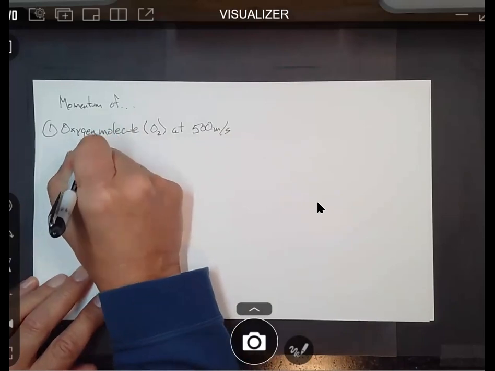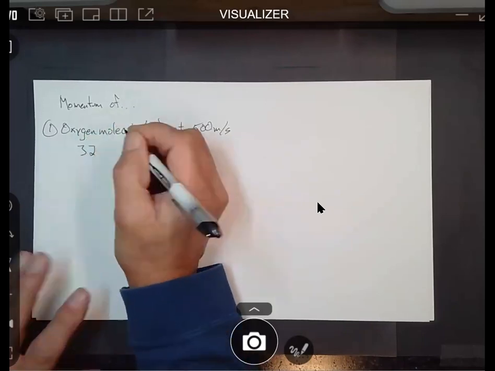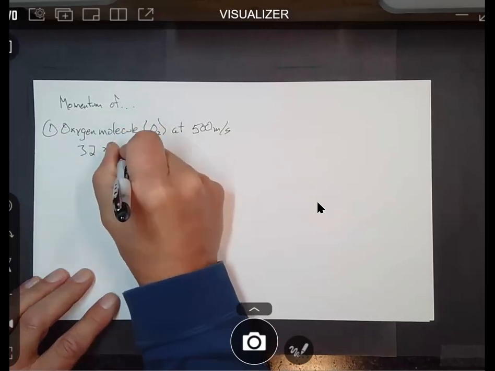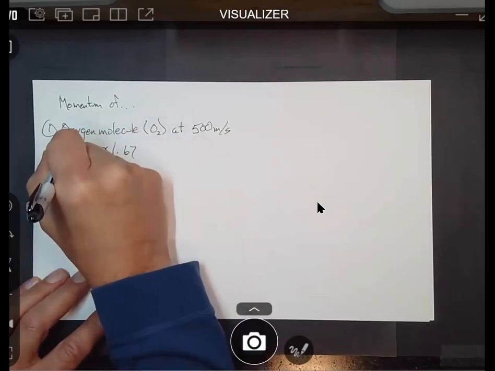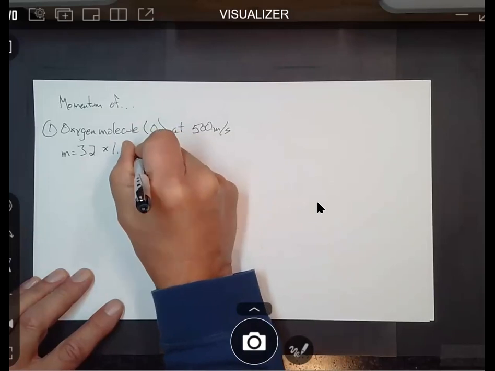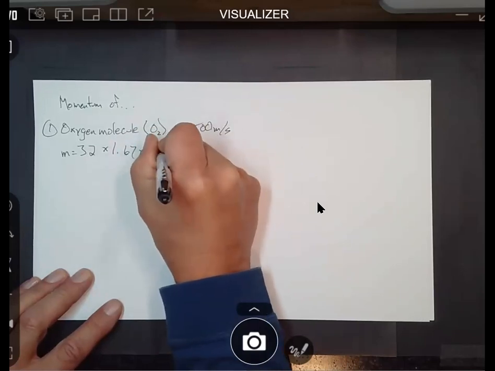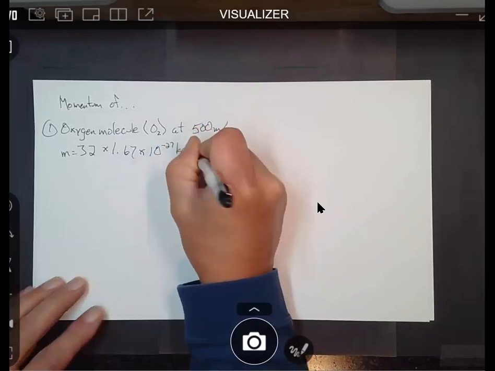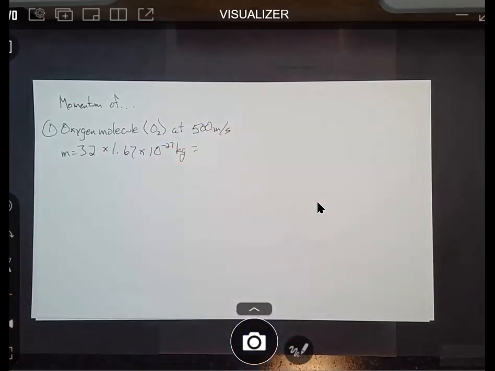The approximate mass of a proton or a neutron, they're pretty close together, is about 1.67 times 10 to the minus 27th kilograms, which isn't much, but we've got 32 of them, so we're going to have a whole bunch. So anyway, we'd have 32 times.